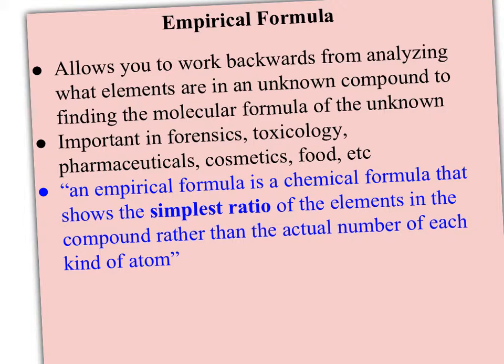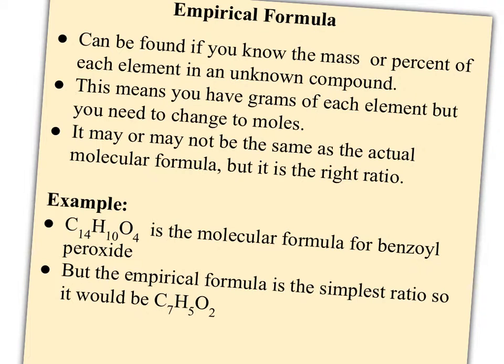So an empirical formula is defined as a chemical formula that shows the simplest ratio of the elements in the compound rather than the actual number of each kind of atom. Okay, so it might not be the actual number of each kind of atom, but it is the simplest ratio. So it can be found if you know the mass or percent of each element in an unknown compound, and it doesn't matter if you know the mass of each element or if you know the percentage, but it has to be the same. Either know the masses of all the elements or know the percents of all the elements.